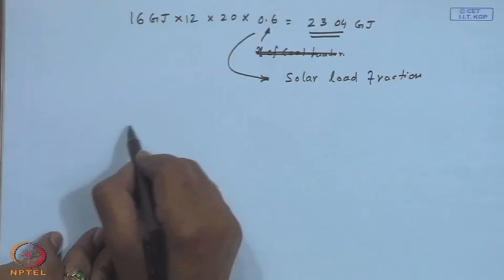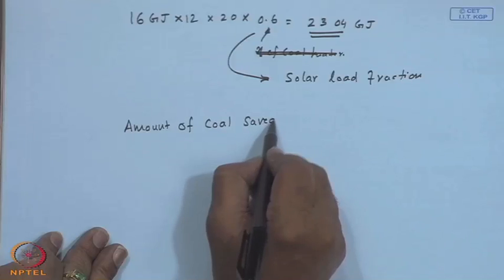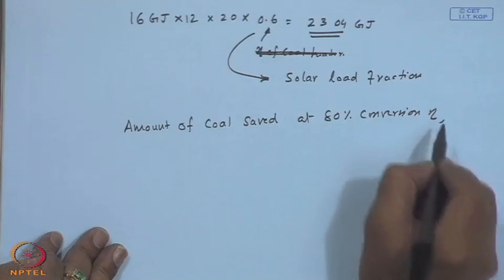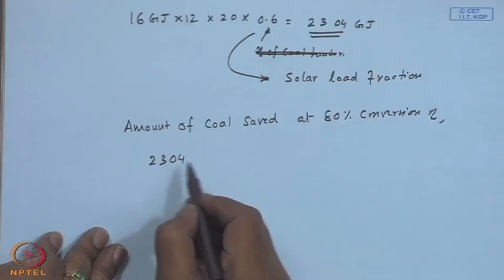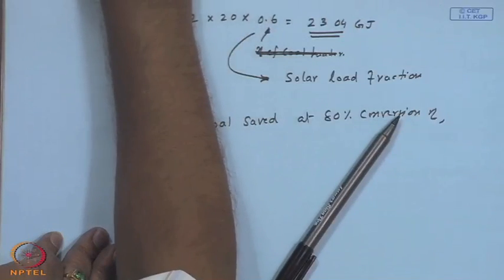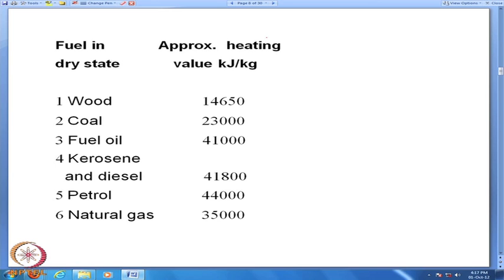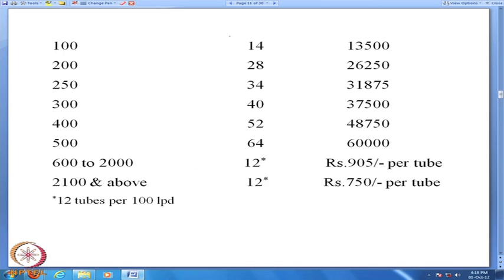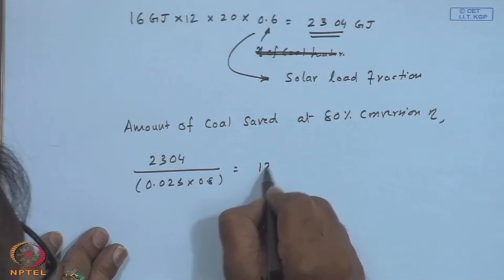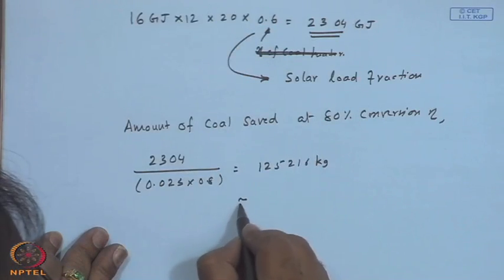Now, the amount of coal saved at 80% conversion efficiency is 2304 gigajoules divided by the calorific value into 0.8, in gigajoules. We can just check up. Coal is 23,000 kilojoules, so that will be 0.023 gigajoules. That comes to 125216 kg, that is roughly 125 tons.